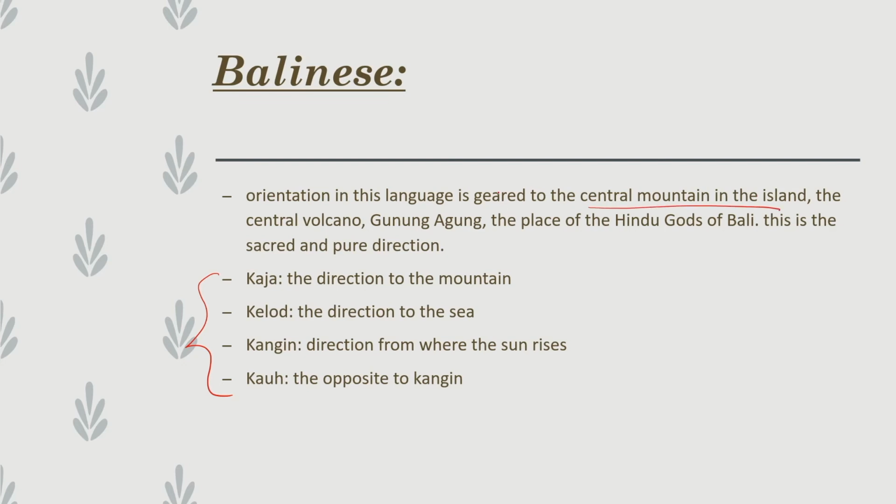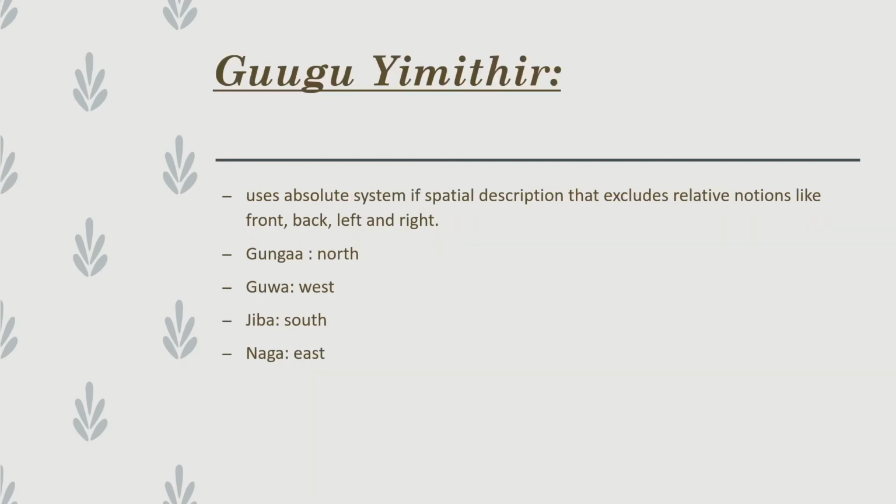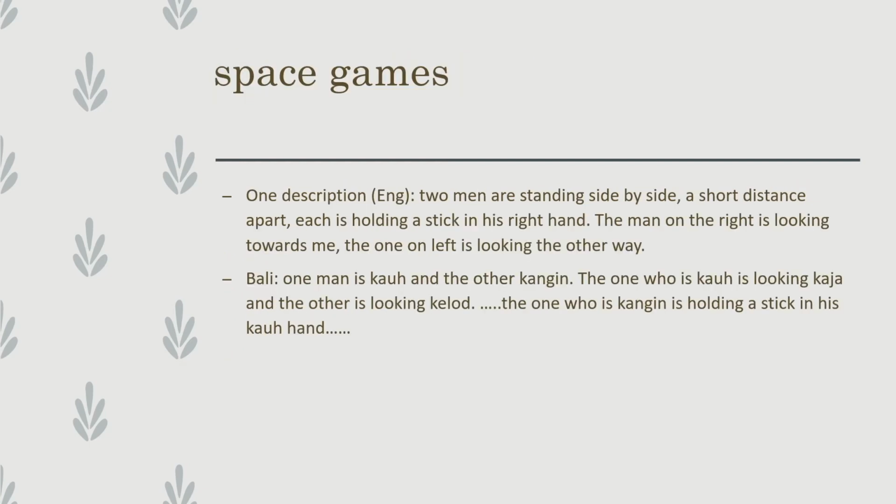Depending on that mountain's location, everything else is determined. So, direction of the mountain, direction to the sea, and then of course, the sun, and then the opposite. These are the coordinates in this language. These are space games utilized by the Nijmegen group, where they describe a scene. This is the English description. The description in English would be like this, but in the Balinese language, this is how it will be described. One man is cow and the other is on Kangin and so on, and this is how it goes on. So, basically it is something like north, south.